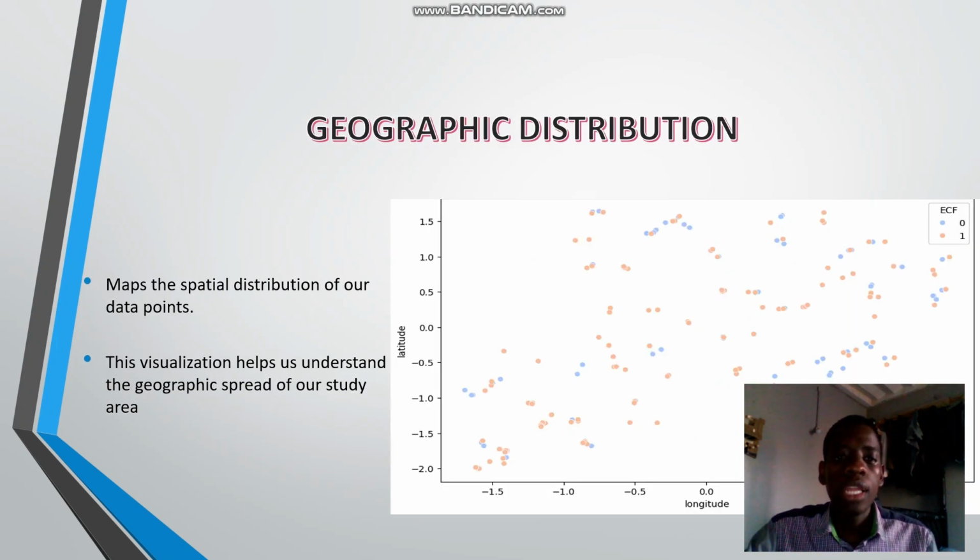Lastly, I'm going to talk about the geographic distribution. This scatter plot helps to map the spatial distribution of our data points. Each point represents a location where the data was actually collected, with the longitude on the x-axis and the latitude on the y-axis. This visualization helps to understand the geographical spread of our data and also identify the spatial patterns in the regions of higher concentration.